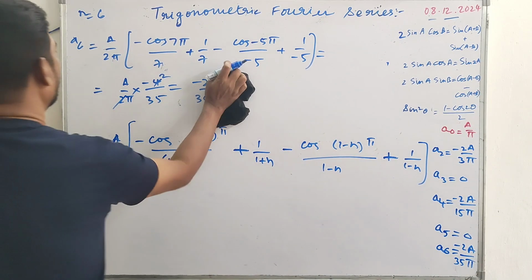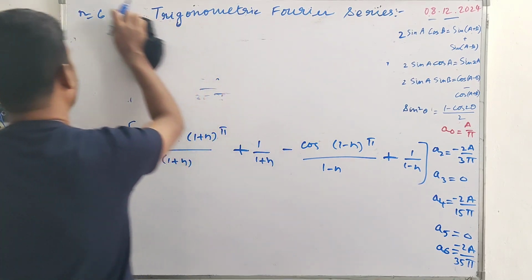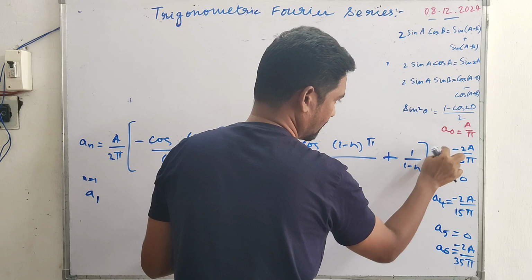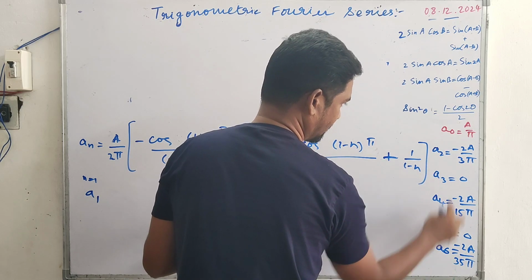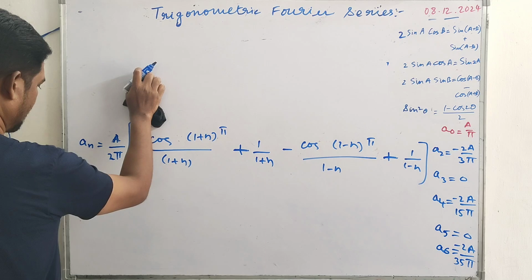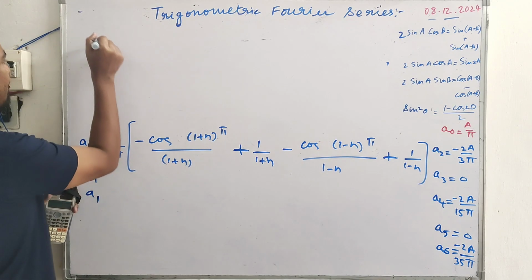So this is how. By now you should have understood some pattern. For even indices 2, 4, 6 we have values, and for odd we have zeros. For a1 we have to have another approach. What's that? I don't remember.